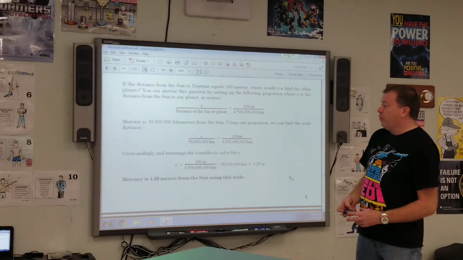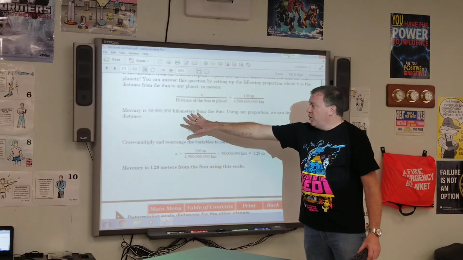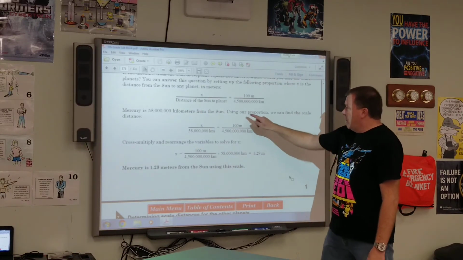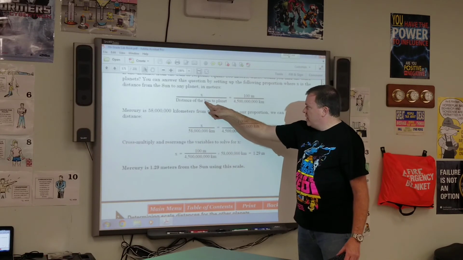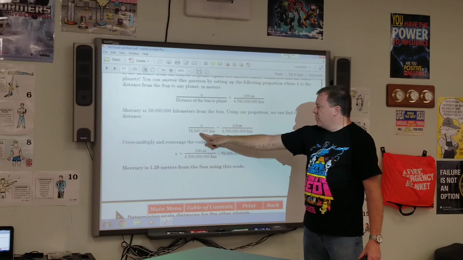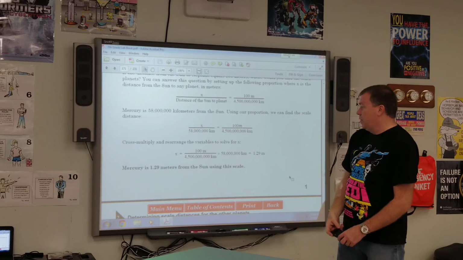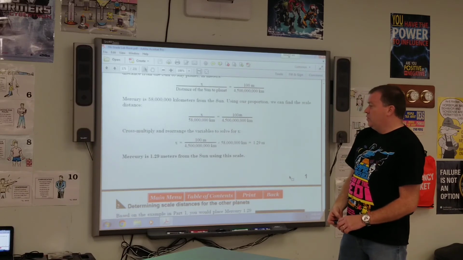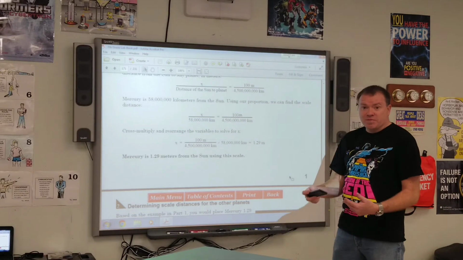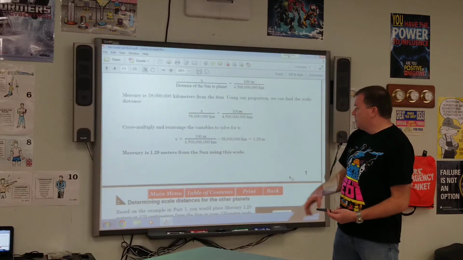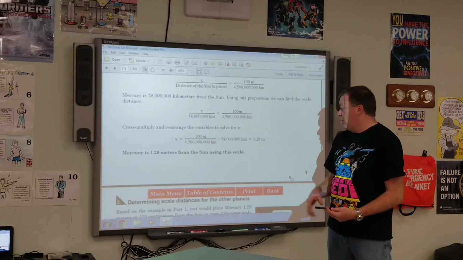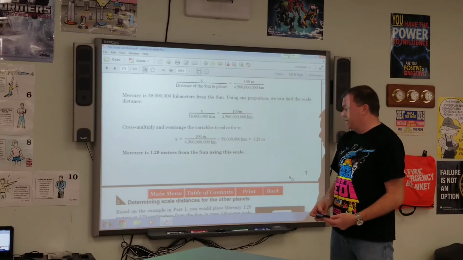The first one they do for you is for Mercury. Mercury is 58 million kilometers from the sun, so they put that distance in this spot here. So x over 58 million is equal to 100 meters over 4,500,000,000 kilometers. When you solve that using cross multiplication and division, you get an answer of about 1.29 meters away from the sun.